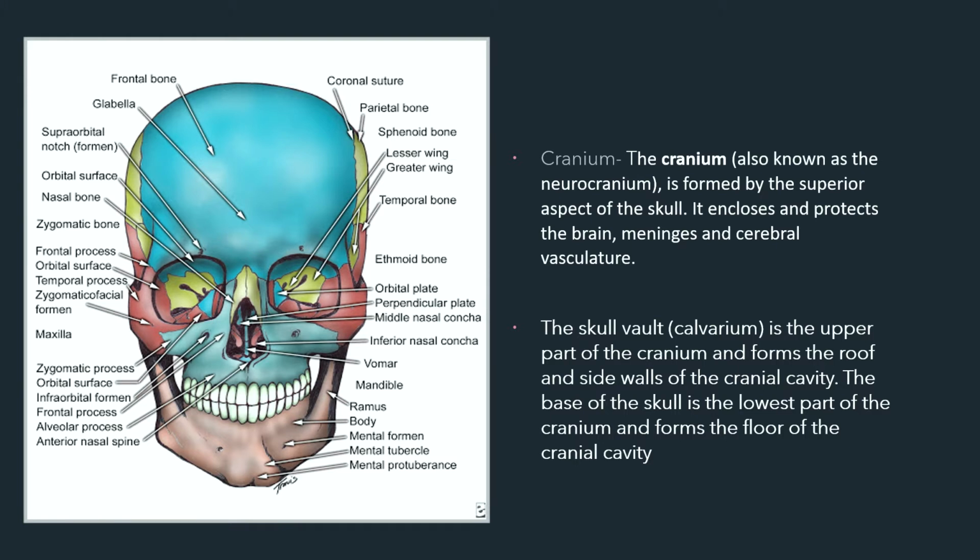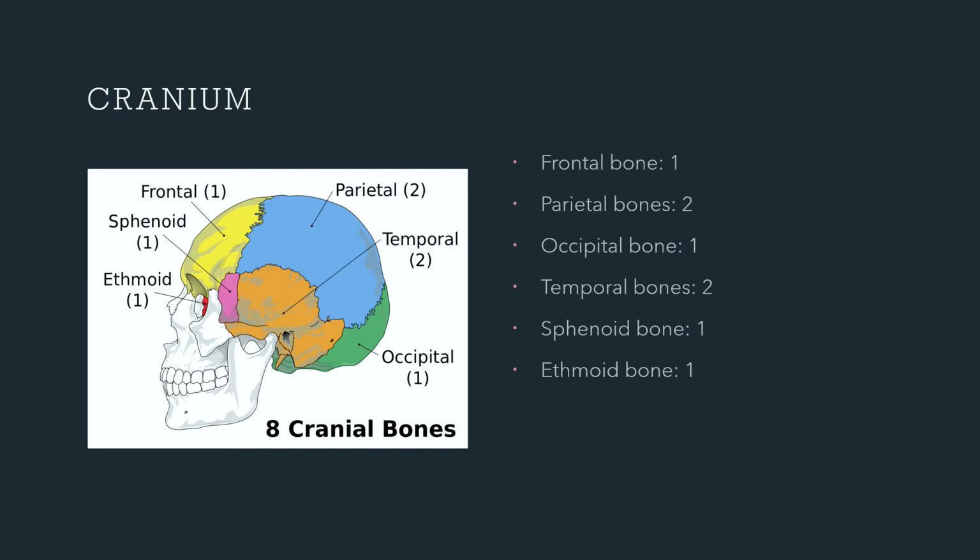The cranium is composed of eight bones. Simply the frontal bone. We have two parietal bones colored in blue. We have an occipital bone colored in green, the temporal bones, the sphenoid bone, and the ethmoid bone. All of these are joined together by sutures.